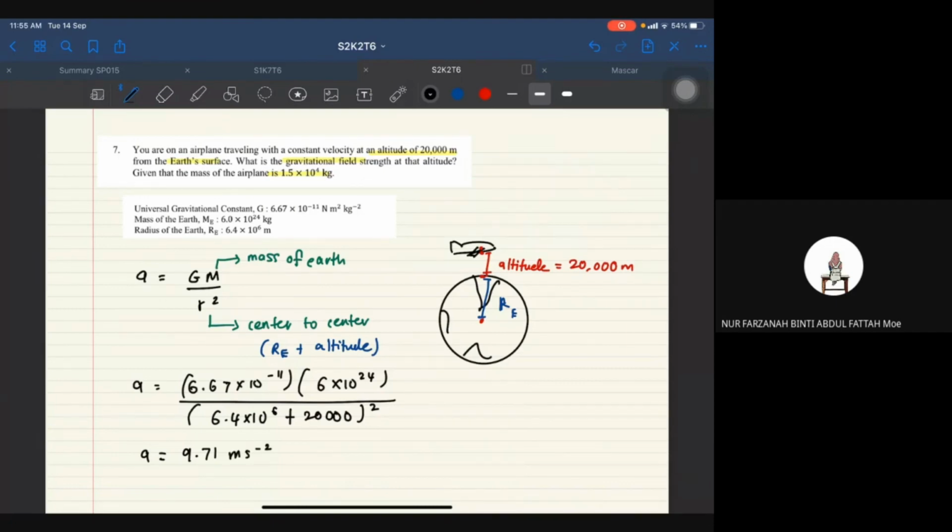Okay, this one if you compare with the one on the surface which is 9.81, obviously this one is a little bit smaller. So it makes sense because as you go further from the object, the gravitational field strength will decrease. So makin jauh, makin kurang. Okay, that's why eventually at one point kamu boleh escape the gravity. So that's why kamu akan ada belajar satellite motion nanti. Okay, for now, any question?